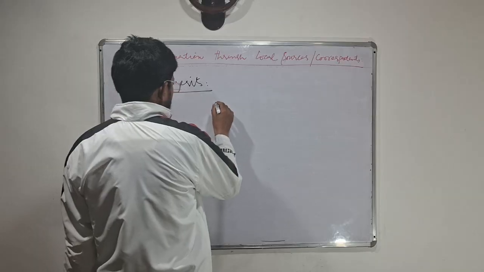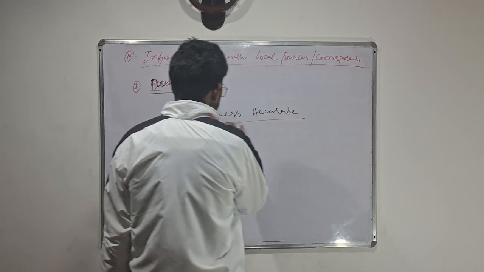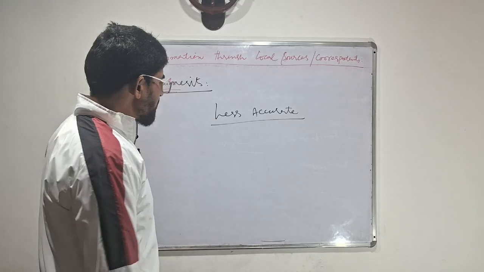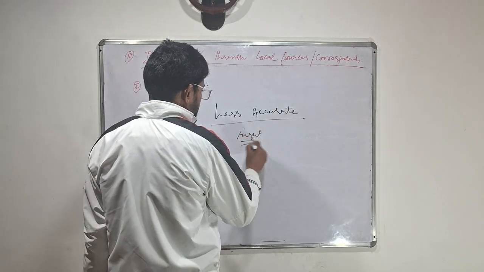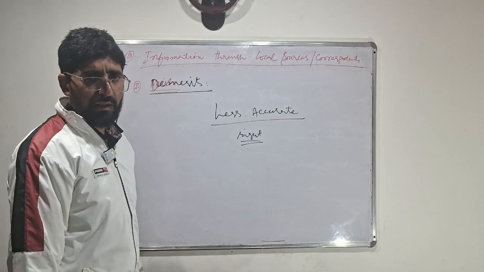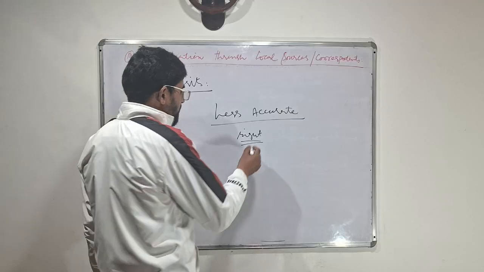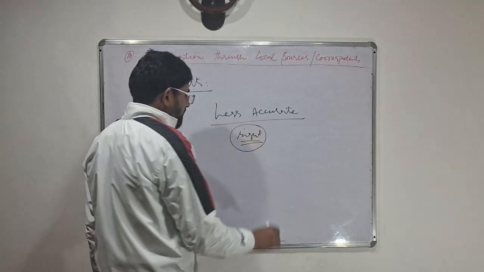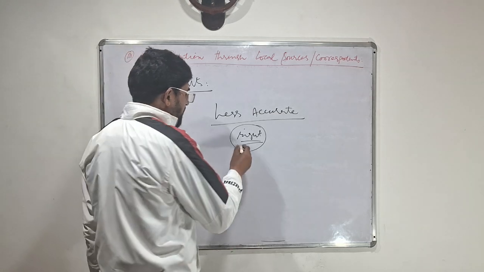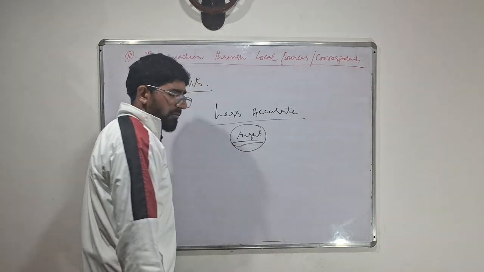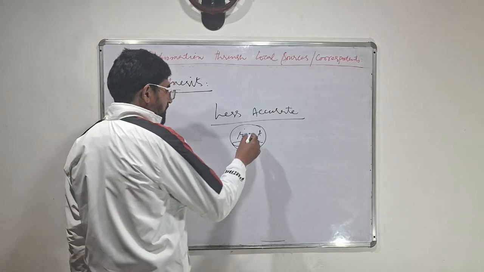Third one, less accurate. Means information may not be right. And it is not directly collected from the respondent, but it is collected by the correspondent. Means information collected by the correspondent appointed by the investigator. Definitely there may be misinformation, there may be mistakes, too many mistakes in the information which is collected by the correspondent.